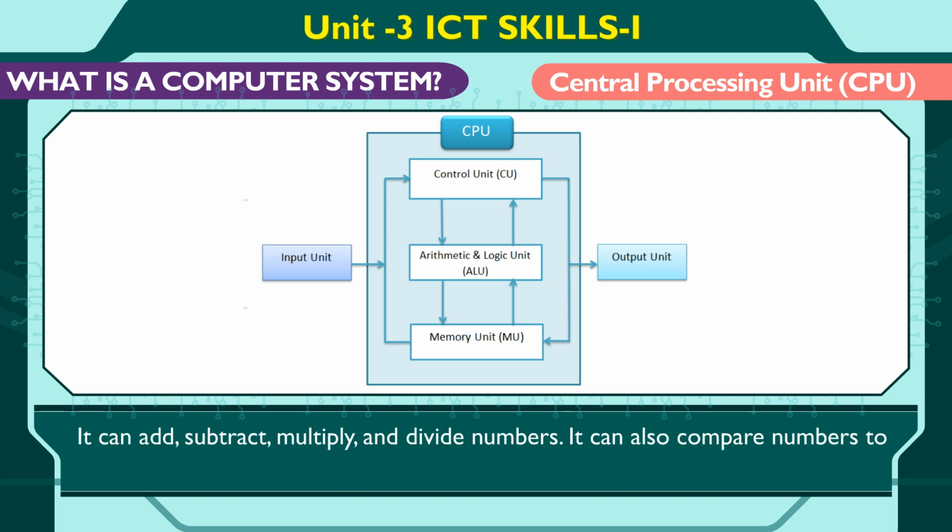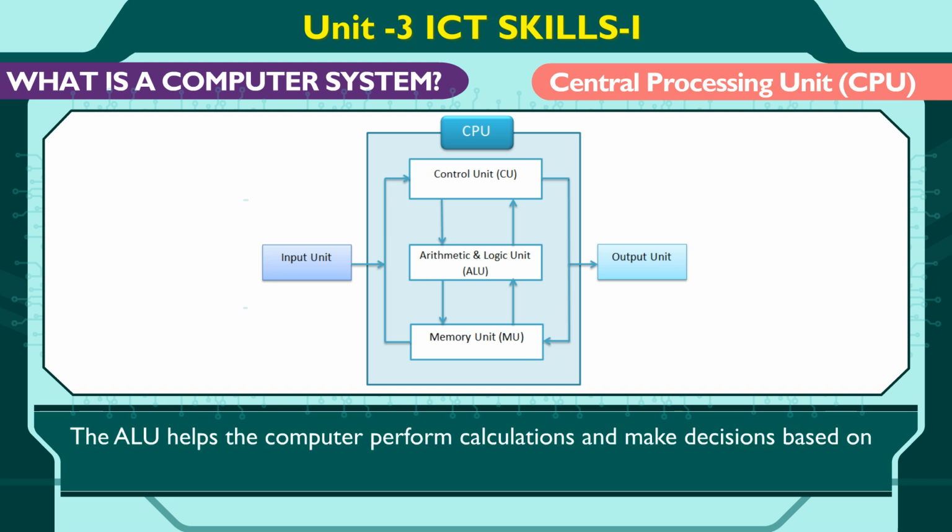It can add, subtract, multiply, and divide numbers. It can also compare numbers to see if they are equal, larger, or smaller. The ALU helps the computer perform calculations and make decisions based on those calculations.